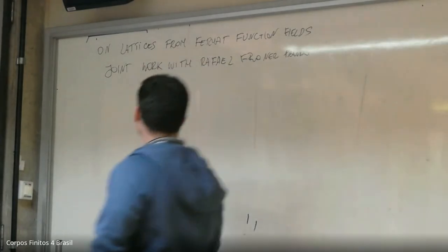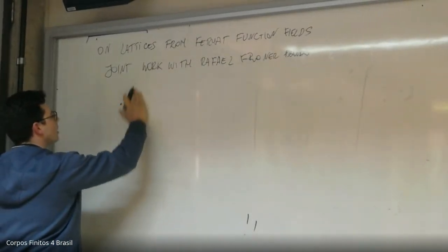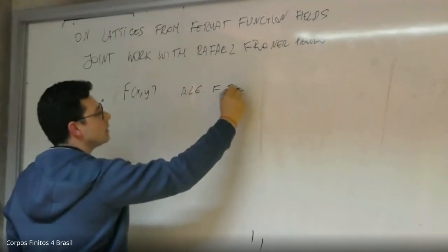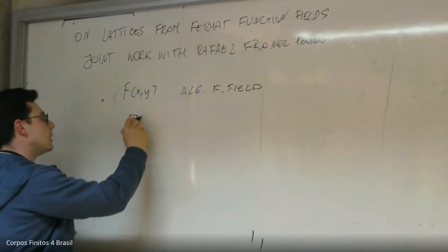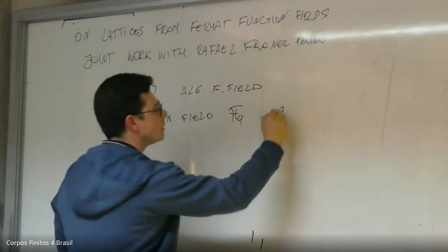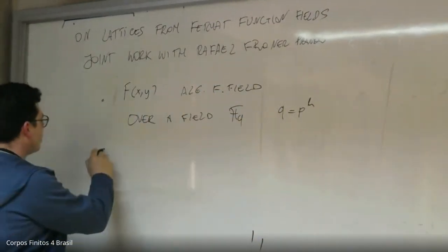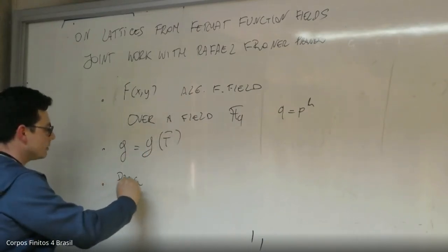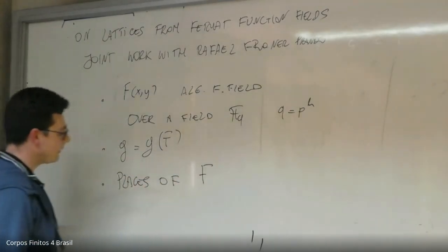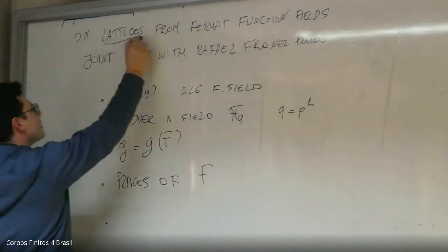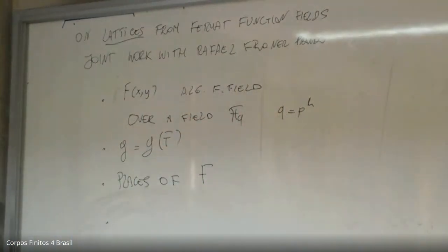Let's go there. So what we're talking about, F of x and y, will be an algebraic function field. Most of the time I don't need it, but defined over a finite field. We will denote by g the genus of F, and we will be dealing with the places. And specifically what we are interested in, as the title says, is lattices. So as you can imagine, we are going to give an explicit construction of some lattices arising from function fields.